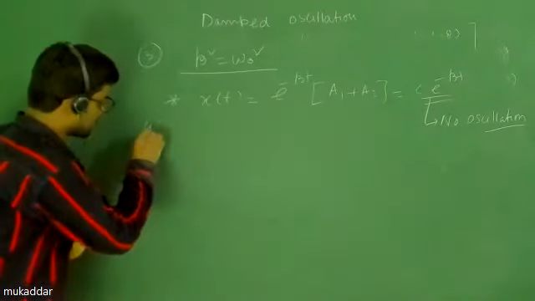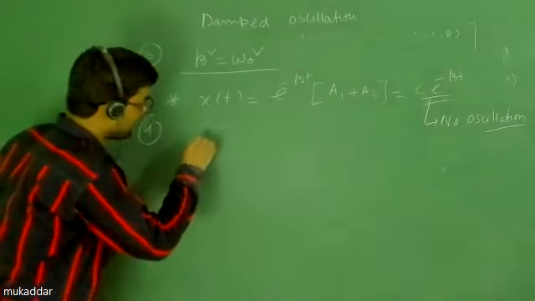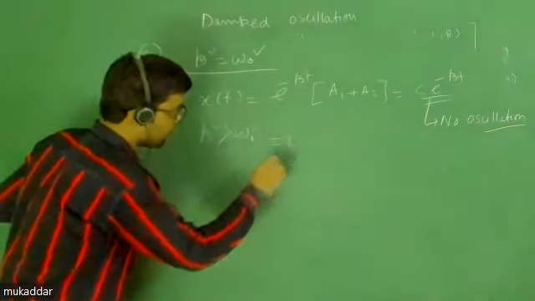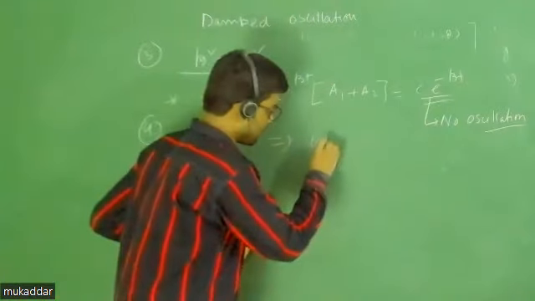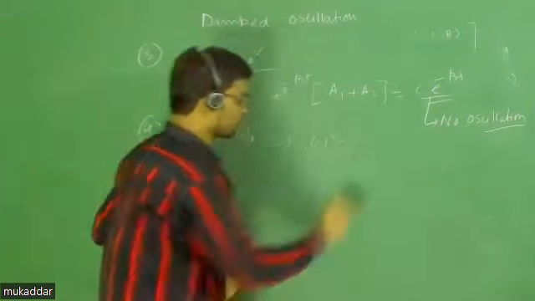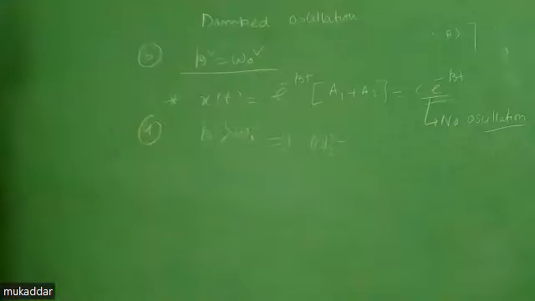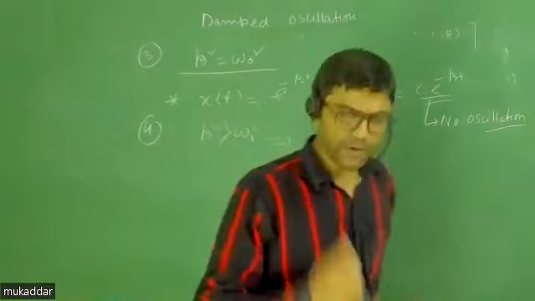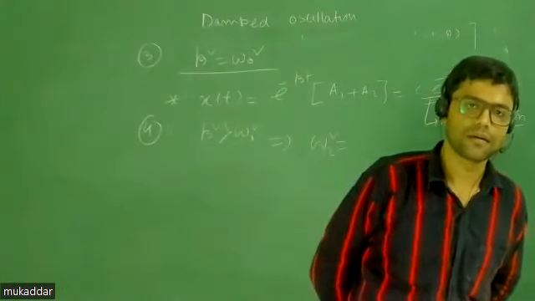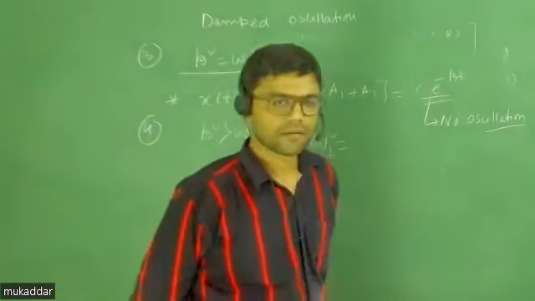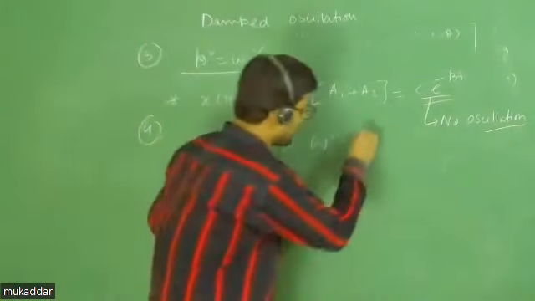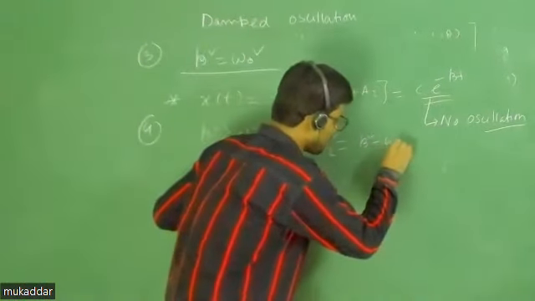Now I have a last case. That is beta square greater than omega naught square. Now if I ask you to define some omega 2 square, can you please define it? How will you define it? Think about the previous case and define it. Yes, exactly the opposite: beta square minus omega naught square.